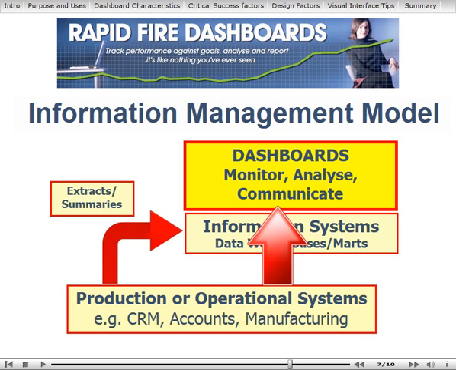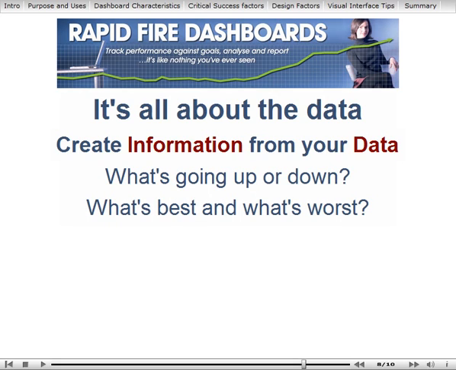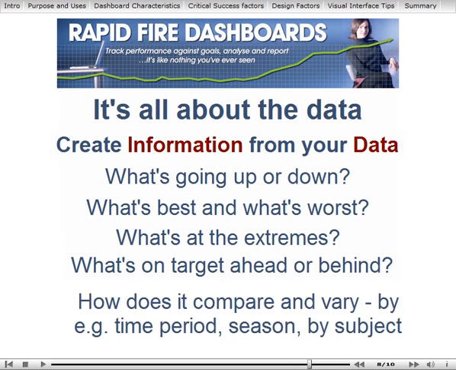The important thing about information systems, it's all about the data. It's about creating information from your data. To construct good dashboards, you need to ask questions like this. What's going up and what's going down? What's best? What's worst? What's at the extremes? Where are the outliers? What's on target and what's not? And how does it compare and vary by time, by season, by subject area? Using these power questions, you'll develop dazzling dashboards which will be of vital use to your management.